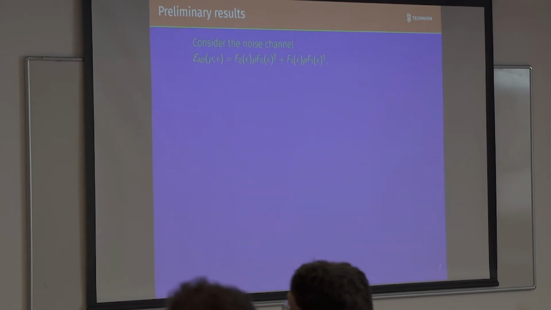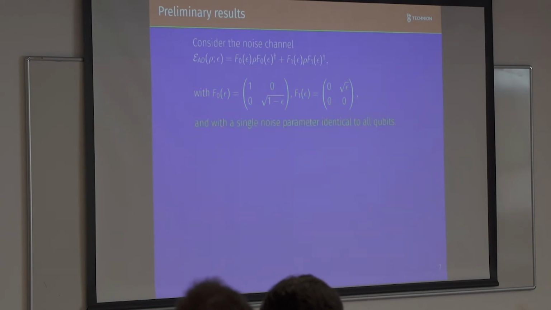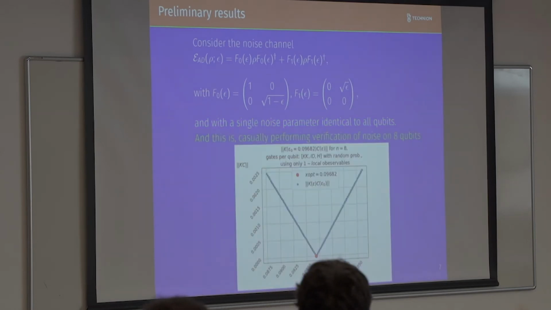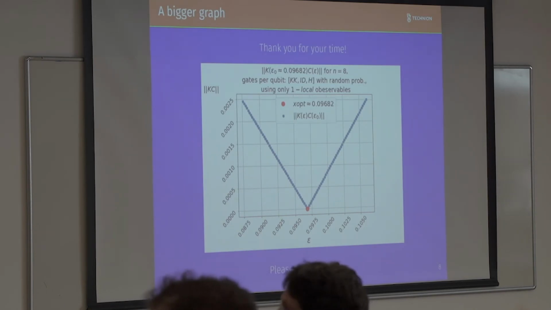This corresponds to spontaneous emission. If we have the 1 state, it spontaneously decays to the 0 state by emitting a photon. And this corresponds to this quantum channel by these two Kraus operators. The point is that we took here just a single parameter for all the qubits. And this picture just shows us how, by performing minimization on the K times C with the variational principle, we can find the epsilon. This is the bigger picture. Thank you for listening, and please ask questions.